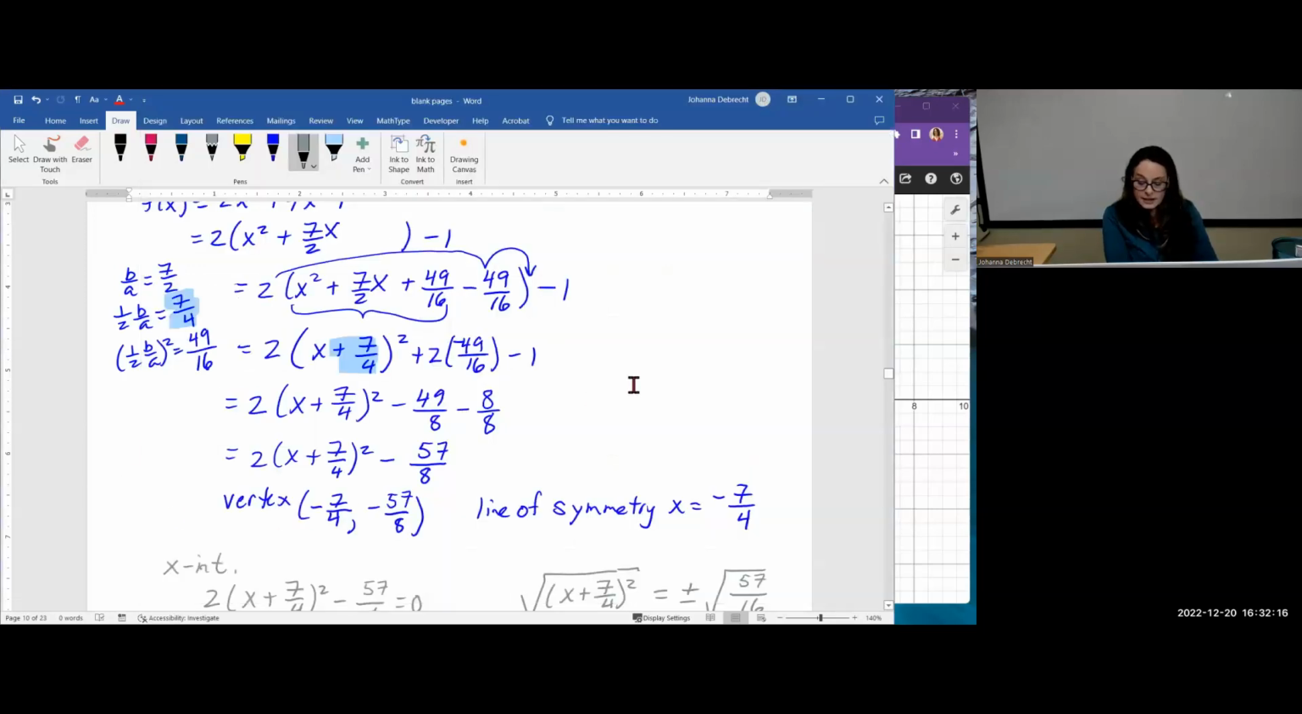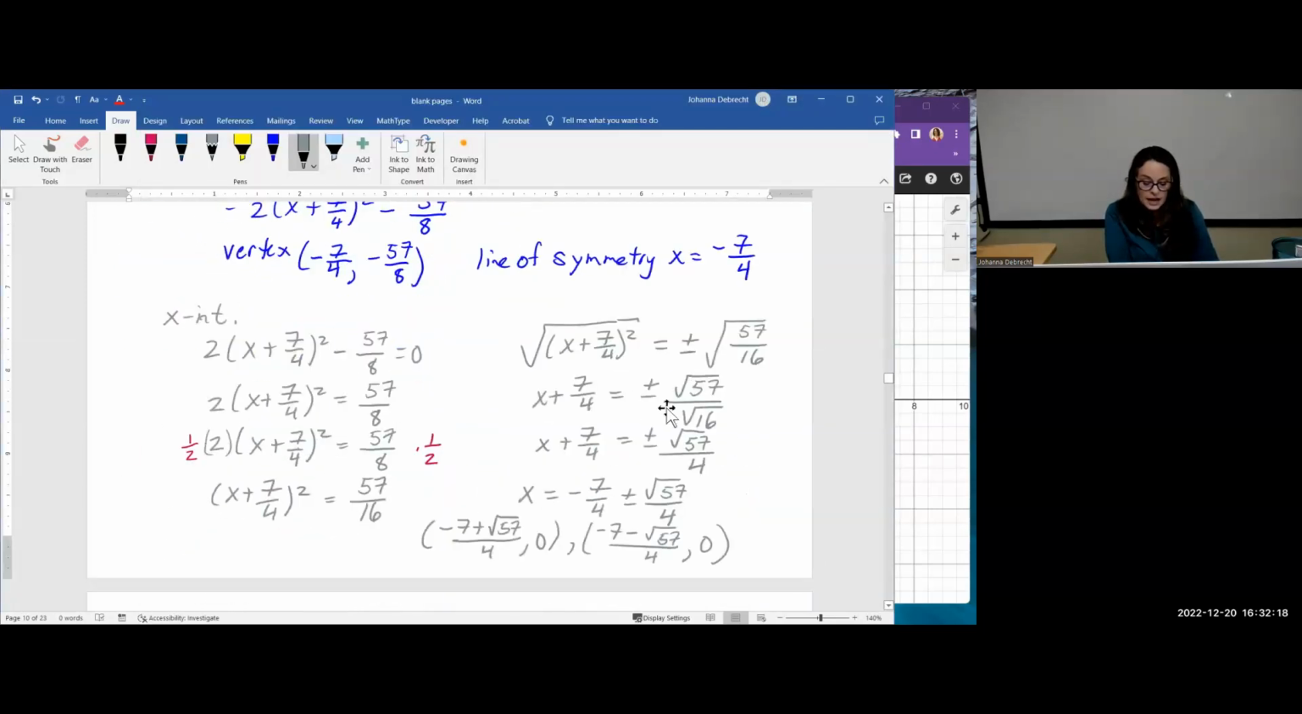So how did I get the x-intercepts? Again, I can take it in the vertex form, and I can set it equal to 0. The x-intercept y is 0. And then I simply isolate x, first by moving the negative 57/8 to the opposite side, and then by getting rid of a. So to get rid of the 2, I had to multiply by 1/2 on both sides, which gave me 57 over 16.